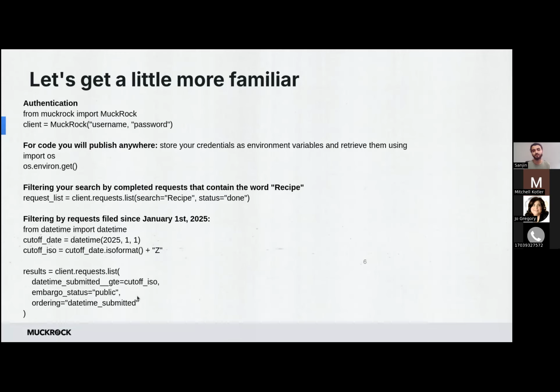And if you were querying your own requests, you could get the ones that were embargoed or permanently embargoed if you have requests of that nature. But since I'm just broadly searching for requests across the site, public ones in this instance, I am going to use the filter embargo status, and I'm going to say I only want public requests that were published on MuckRock Requests in the last year. And then you can specify ordering. So if I wanted to get a list and have it returned by the specific date, I can do it with the datetime submitted ordering.